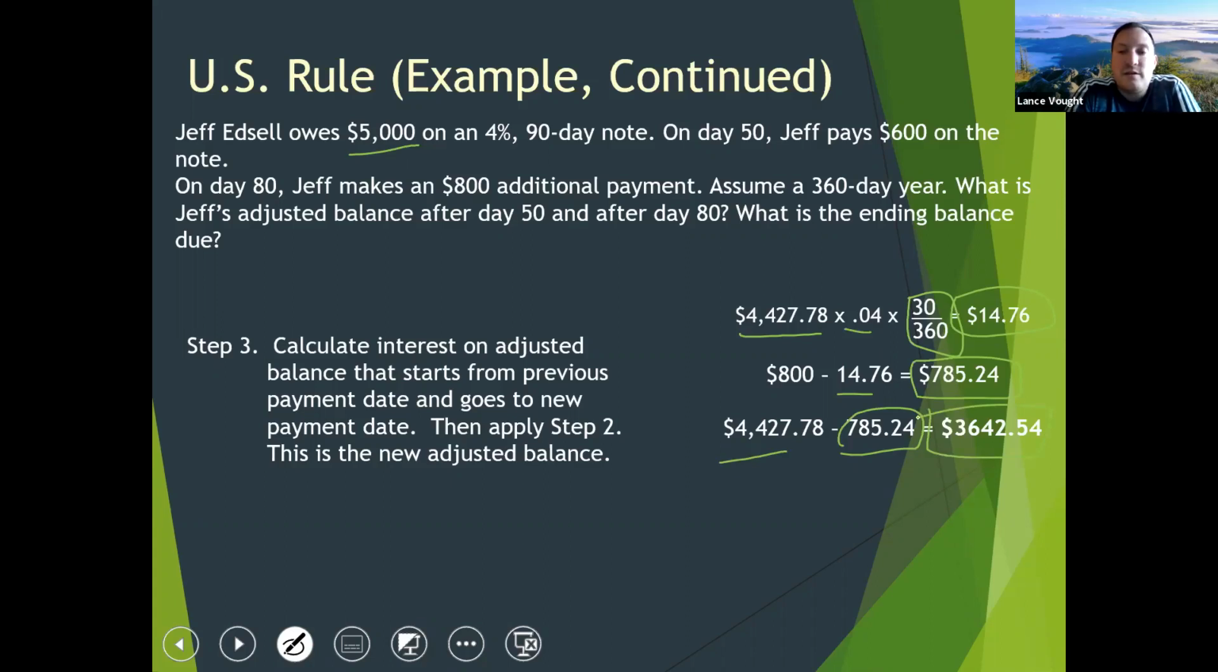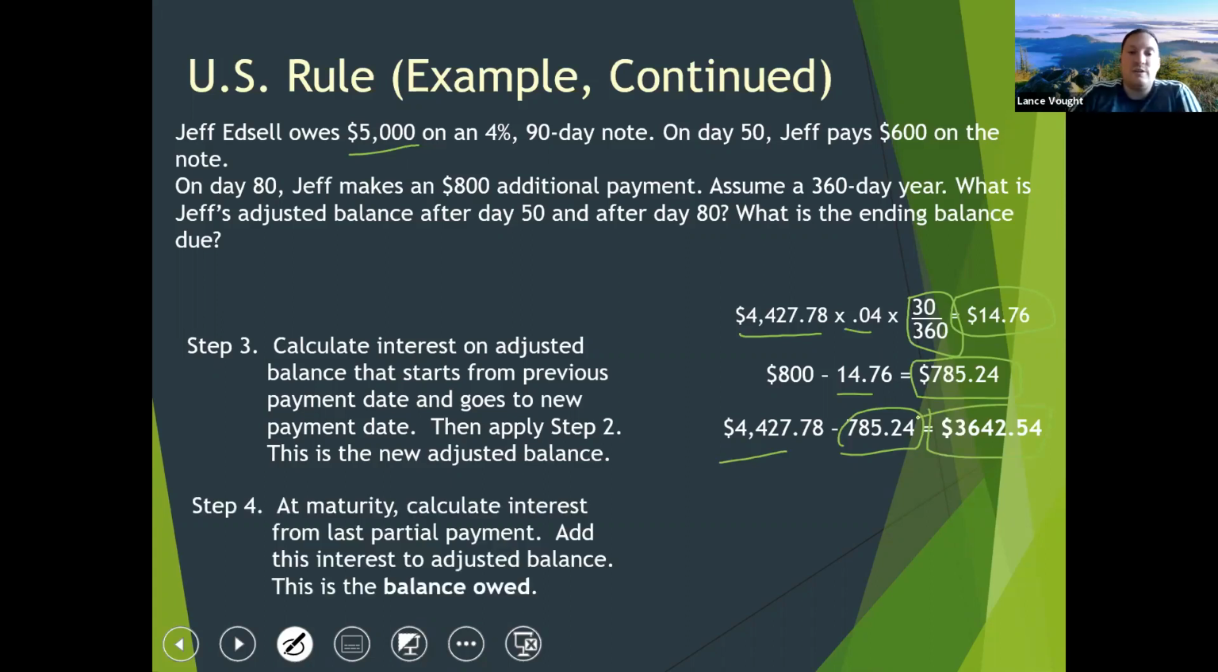$3,642.54. And that is not quite what he owes, because you still have to calculate the interest that accrues over the last 10 days. So you have $3,642.54 times 0.04 times 10 over 360. And that will give you the remaining interest. You add that to the principal amount, and that will be the final amount that is owed to the bank on the date of maturity.